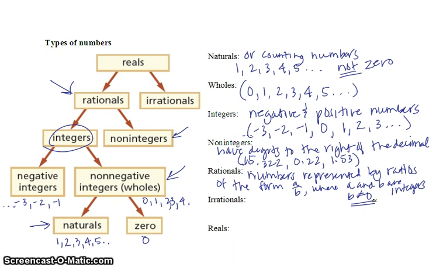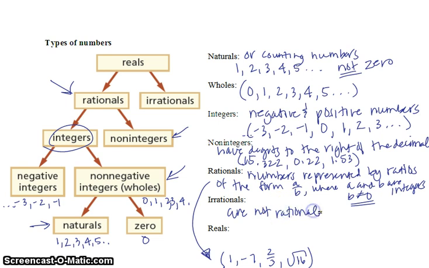So some examples of rational numbers would be, let me write it down here further. I'll draw an arrow. 1, -7, 2/3, square root of 16. Whereas irrationals, they are not rational, but they are real numbers. And then some examples would be pi, square root of 5, and square root of 10.